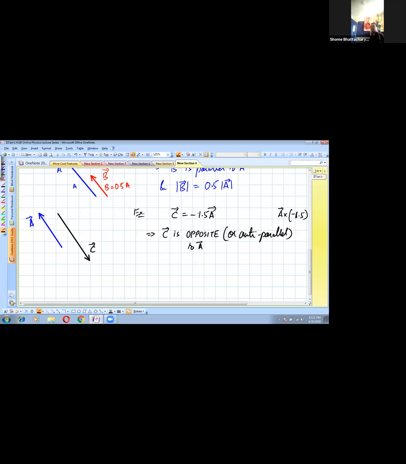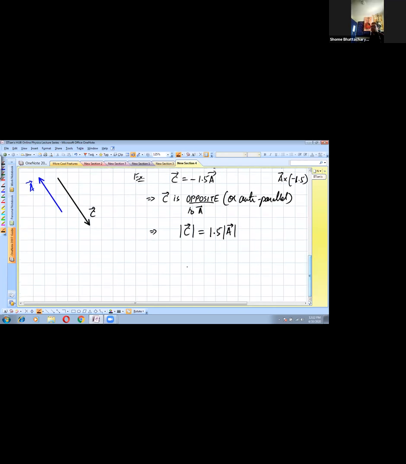Okay. And because this is minus 1.5, the magnitude of the vector C won't be minus 1.5, because magnitude does not have an algebraic sign. So it is simply 1.5 times the magnitude. It just means that the length of this arrow here is 1.5 times the length of this arrow. But because the original scalar quantity that we are multiplying is a negative quantity, the direction becomes opposite. Whereas if it was a positive quantity, the direction remains the same. That was the thing, and of course we saw the special case of 0 multiplied by some vector becomes what we call a null vector. A null vector is a vector having 0 magnitude. So this is the third case of this.